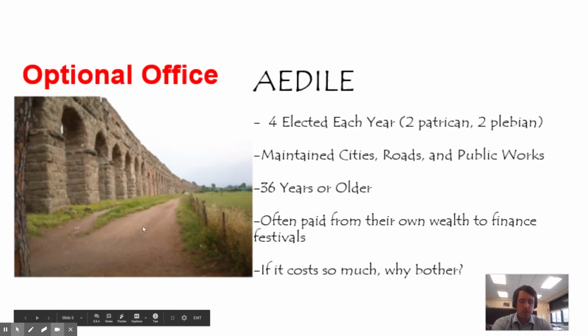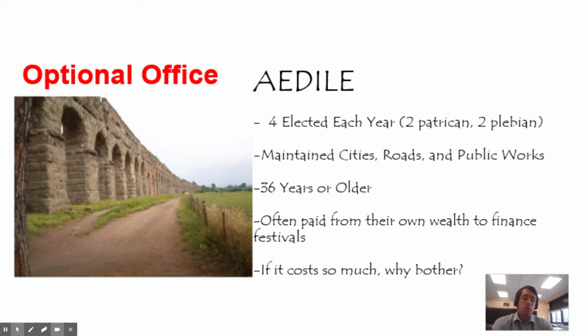Our next office is called Aedile. It's an optional office. It's kind of weird. You don't have to do this one. In the city of Rome, 4 were elected each year, usually 2 patricians and 2 plebeians. Out in the provinces, out in other cities, they also had aediles that would run things for the city. Their job tends to be maintenance. They're supposed to hire people to fix things, roads, public works, buildings, things like that. You have to be about 36 years old to be an aedile, which means that you'd be in the Senate for a couple of years beforehand.